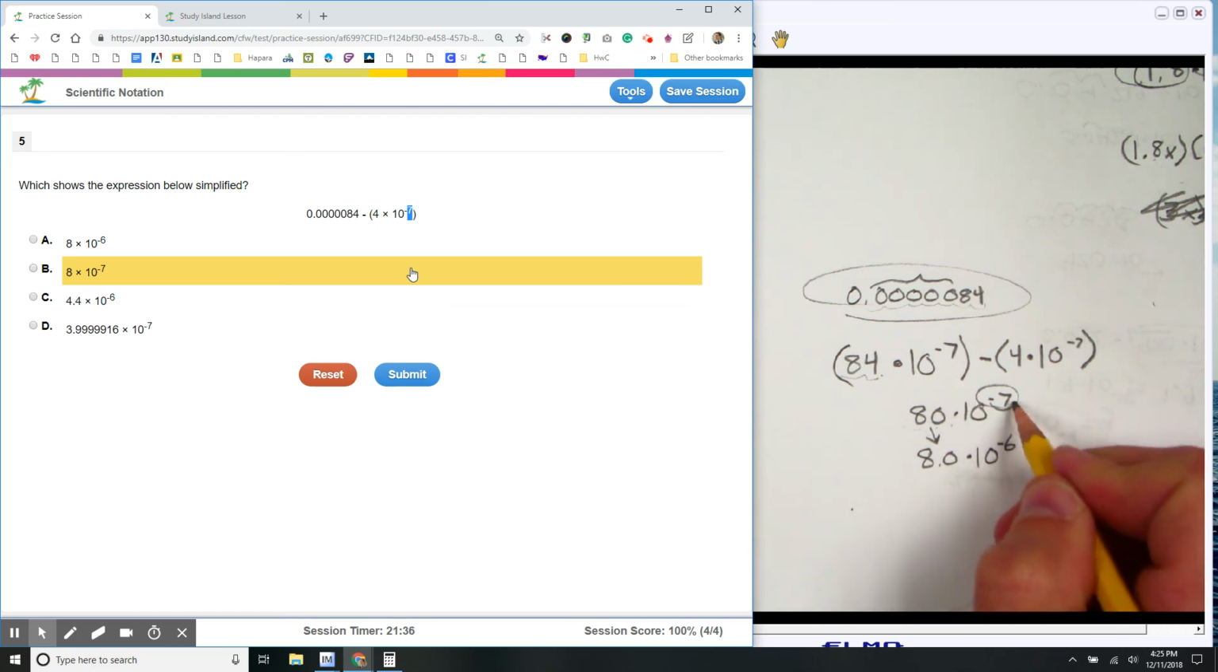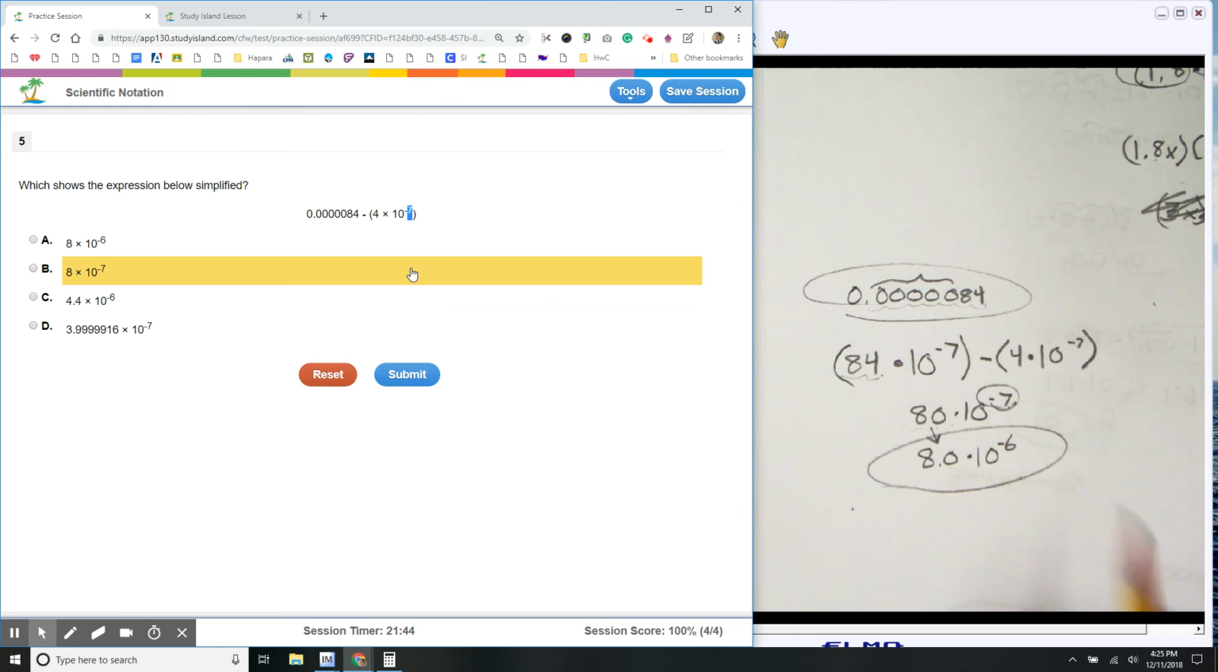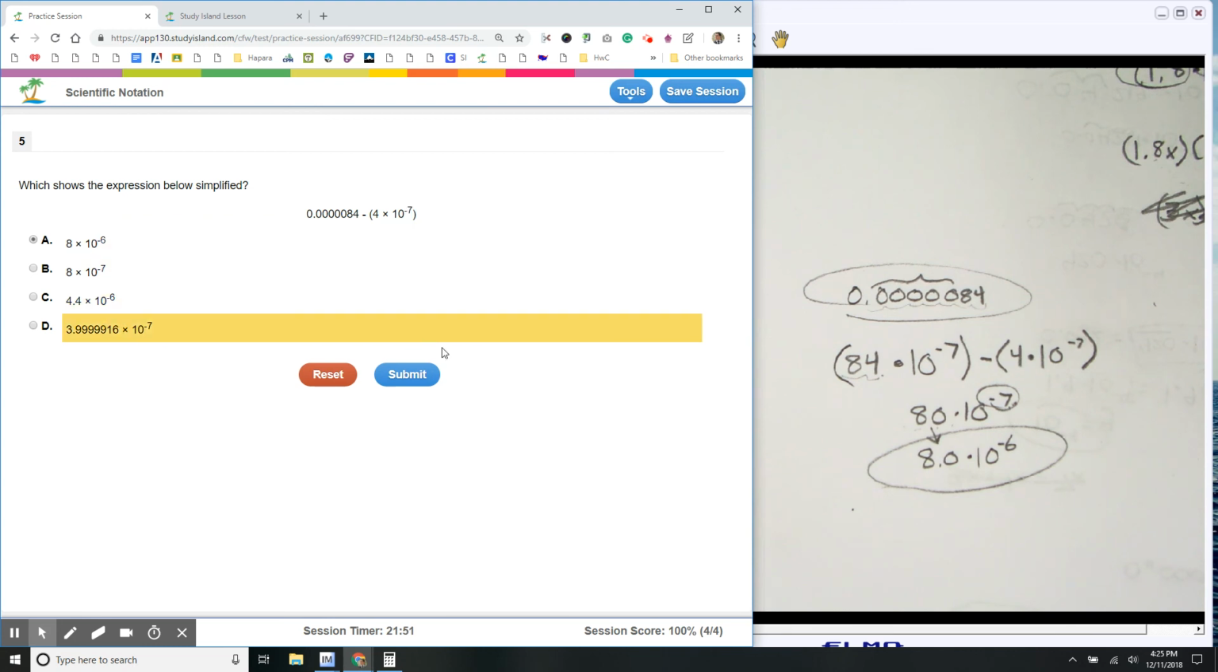So you're always adding to this exponent if you want to make it 10 times bigger. Every 1 that you add makes it another 10 times bigger. So negative 7 plus 1 is negative 6. So 8.0 times 10 to the negative 6th power. Or we could just say 8 times 10 to the negative 6th power. And that's it.